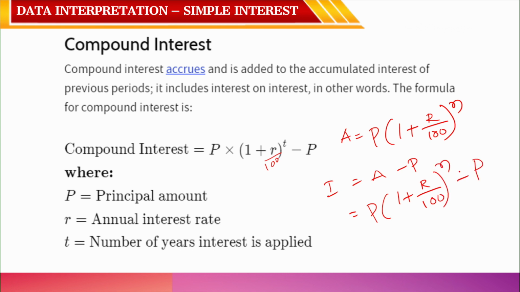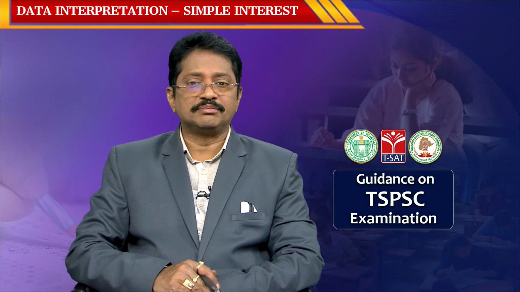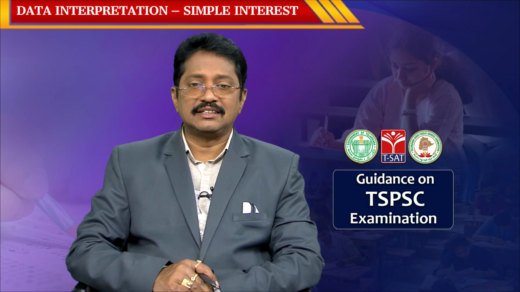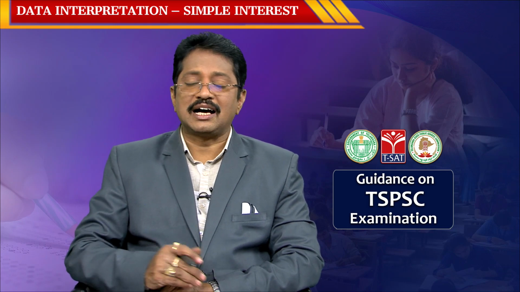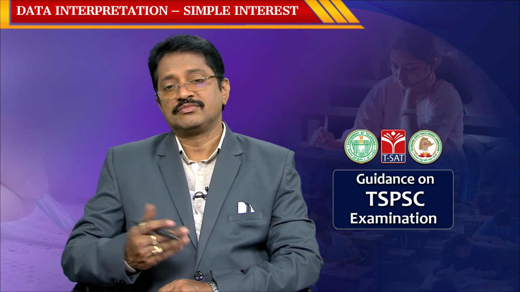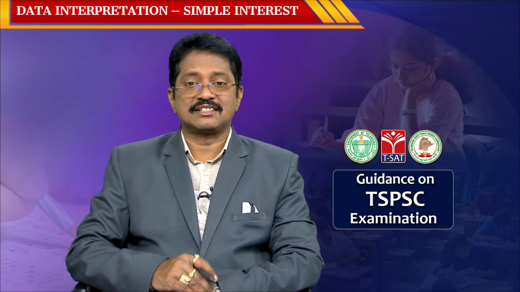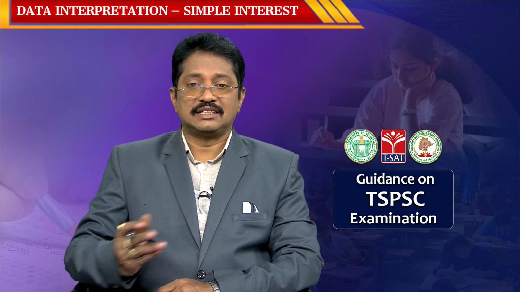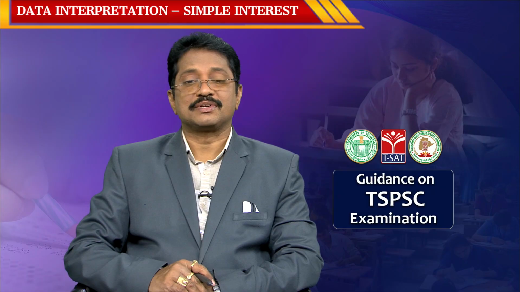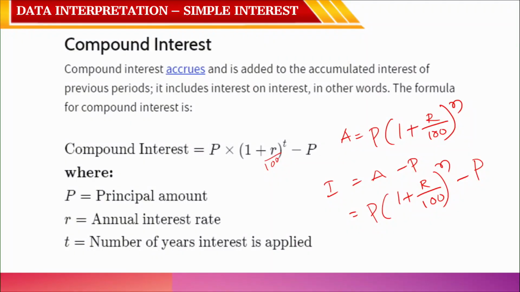Clear? Okay. So, here everything is the same. P is how much amount you lent, that is called the principal amount, and R is the rate of interest, N is the number of years for which the interest on the loan applies, and of course, A stands for the total amount and I stands for the interest. Clear? Okay, what is the difference between compound interest and simple interest?